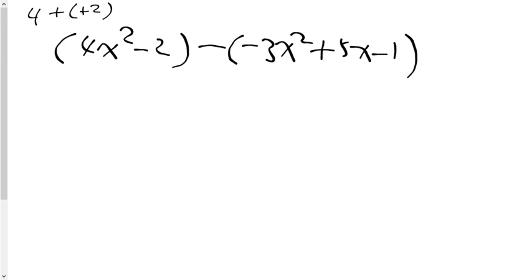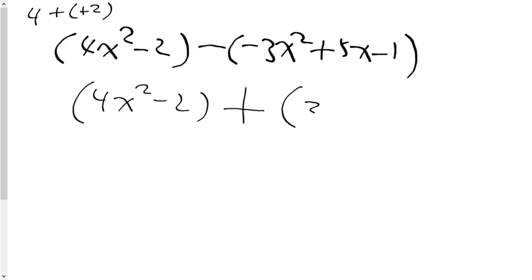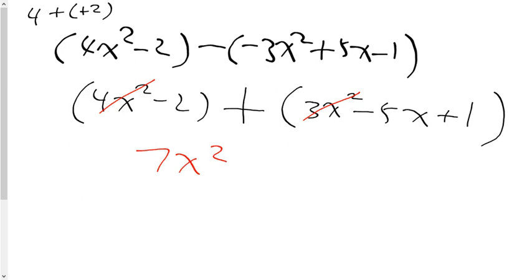So for this, I'm going to keep the first one. I'm going to change it to addition. I'm going to use the opposite of the second trinomial, which is going to be a positive 3x squared, a negative 5x, and a positive 1. That's the opposite of the trinomial. Once I have that, gather like terms, that's going to be 7x squared. No other x's than that, so negative 5x. And those two is going to become negative 1, and that's my solution.